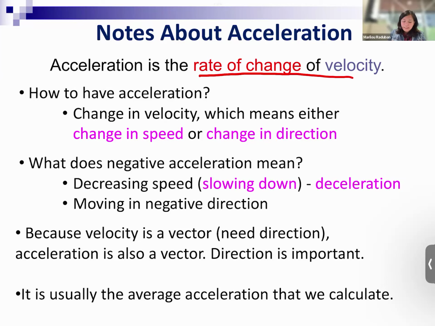What does negative acceleration mean? It can mean two things. Either the object is slowing down, so its speed is decreasing, and that's usually what we call deceleration. Or you can also have negative acceleration even if your object is speeding up, if it's moving in the negative direction. That will also give you a negative acceleration. So direction is important, as I mentioned earlier.